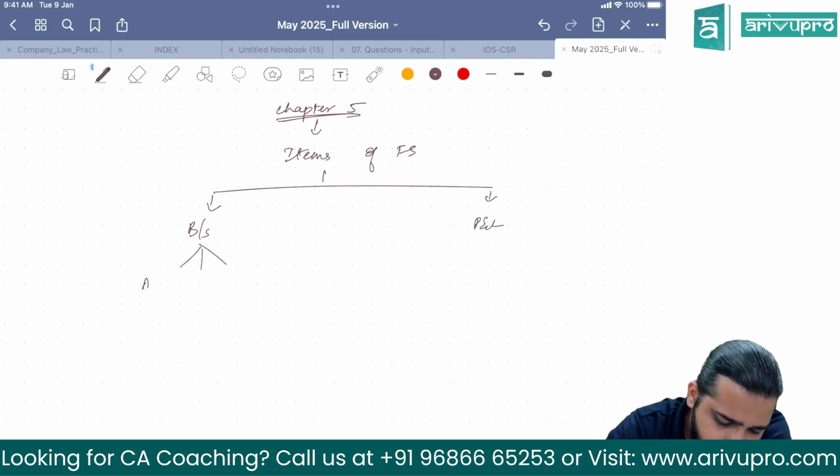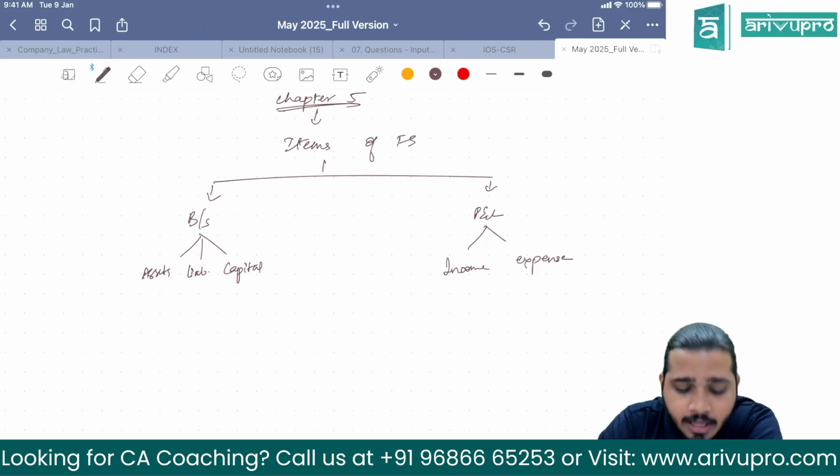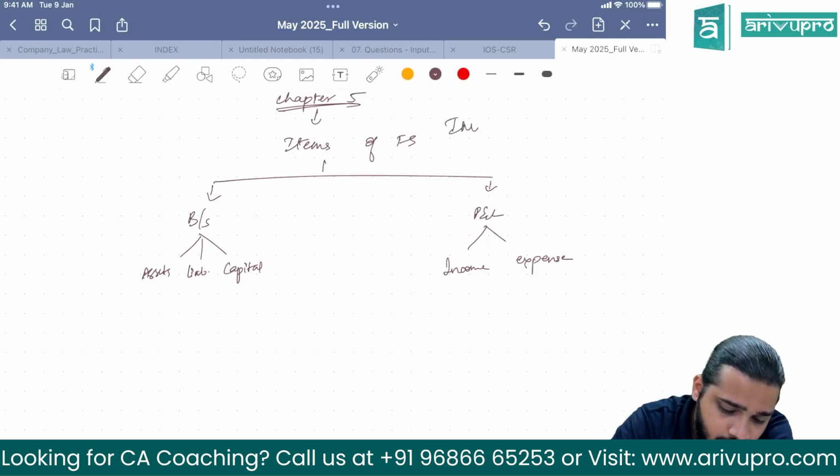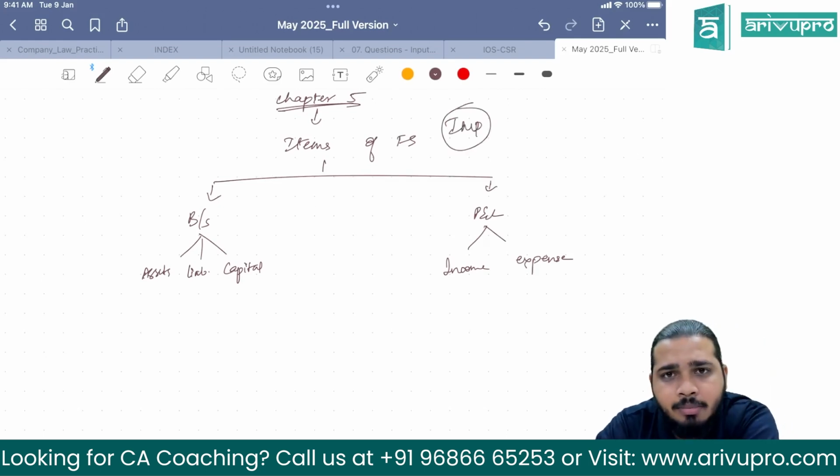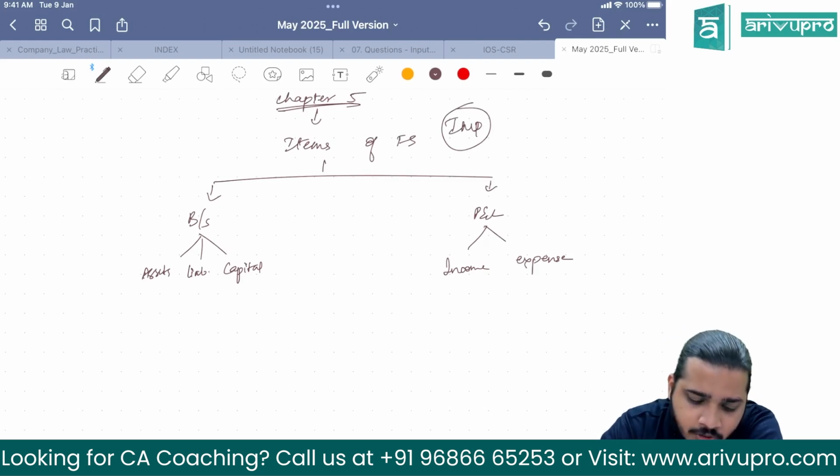Okay. Assets, liabilities, capital. And in P&L, income, expense. Right? So, again an important chapter. On an average 10 to 15 marks you can expect from this chapter. So it's very important to study, but not very difficult.